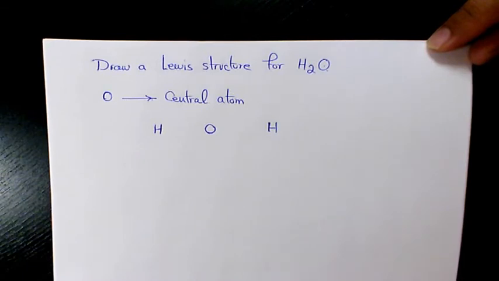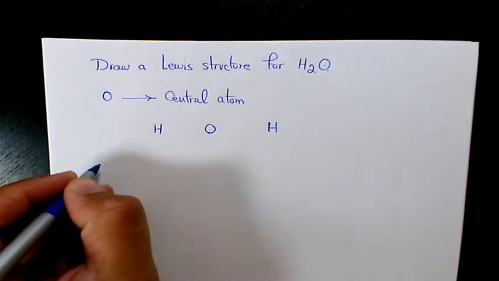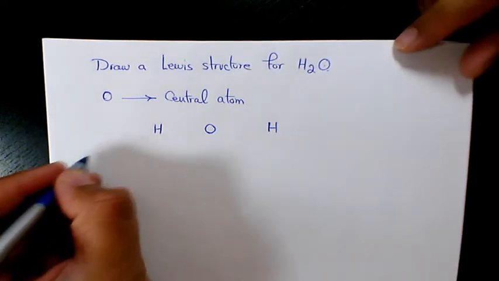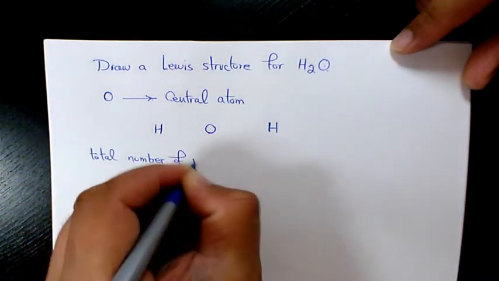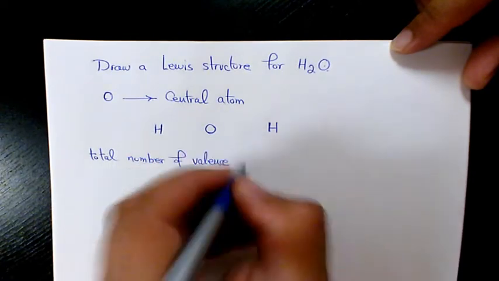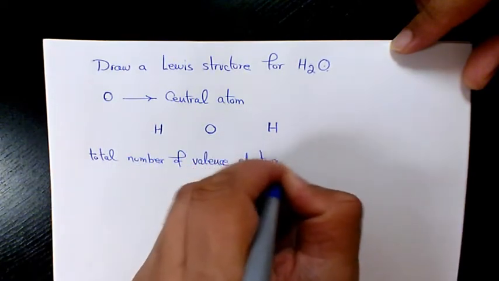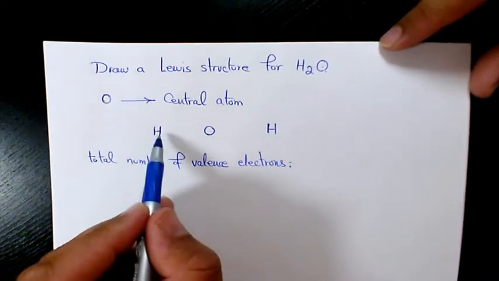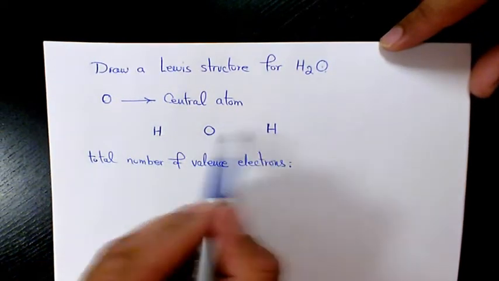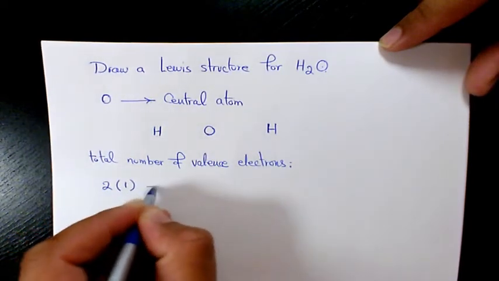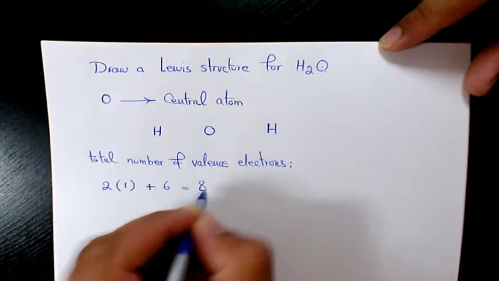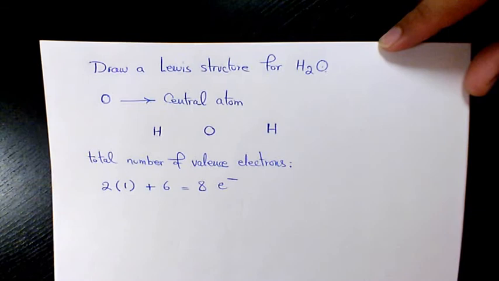And after that, we need to add up the number of valence electrons available in an atom of each of the elements. So I'm going to write total number of valence electrons. There is one electron here, and 6 electrons here. So it's going to be 2 times 1 plus 6. We have 8 electrons.